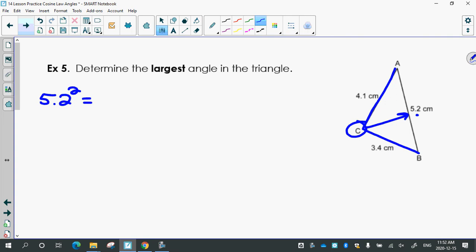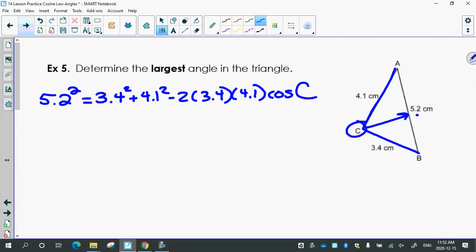Okay, so everybody's got either 4.1 next or 3.4 next: 3.4 squared plus 4.1 squared minus twice 3.4 times 4.1 times the cosine of angle C. It doesn't matter whether you have 4.1 first or 3.4 first, but everybody should have that first one. Everybody good? Okay, what is the next step?